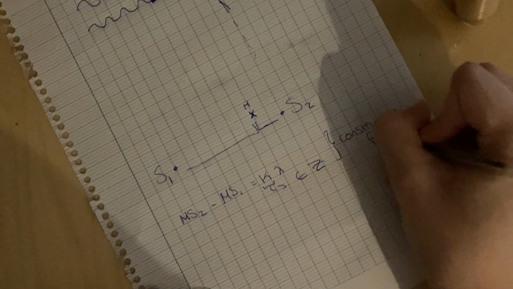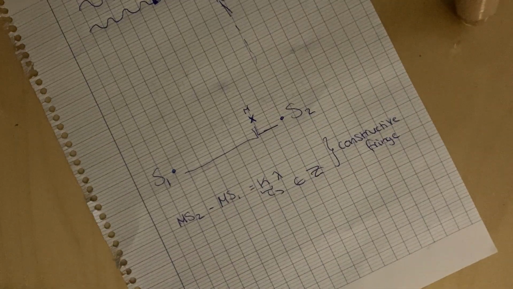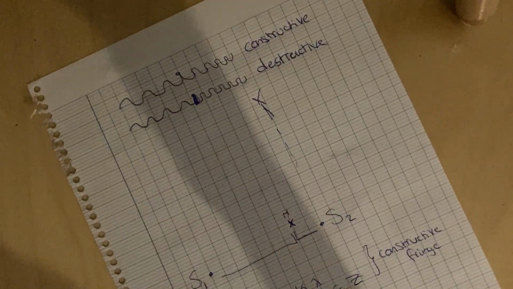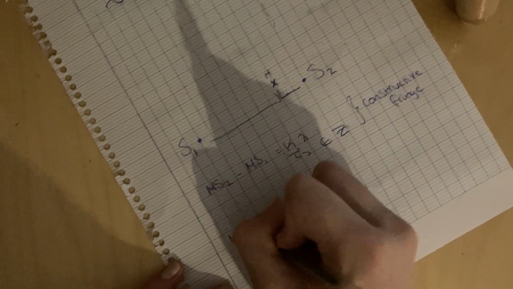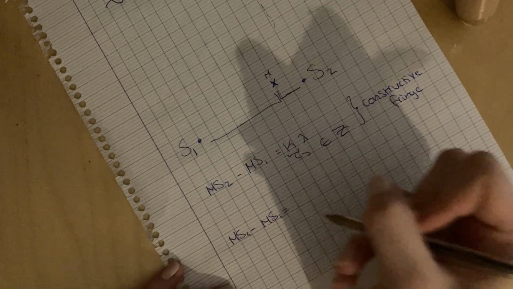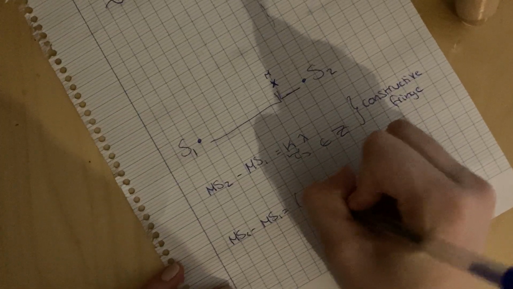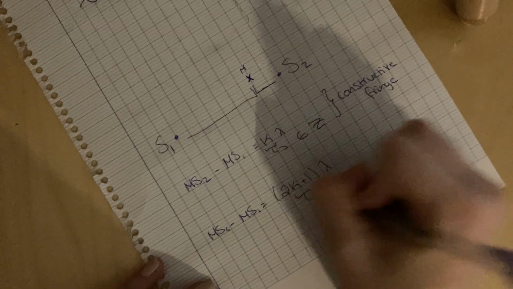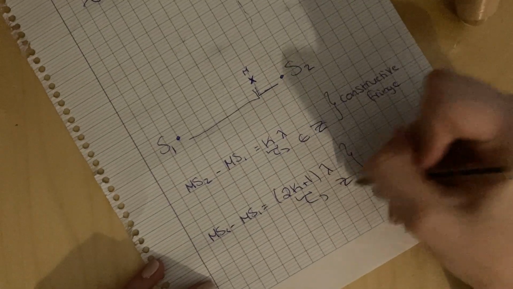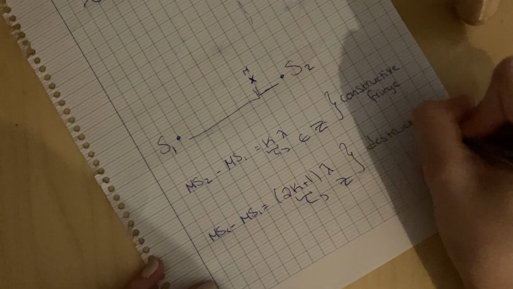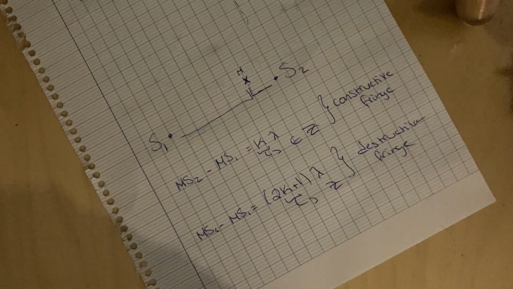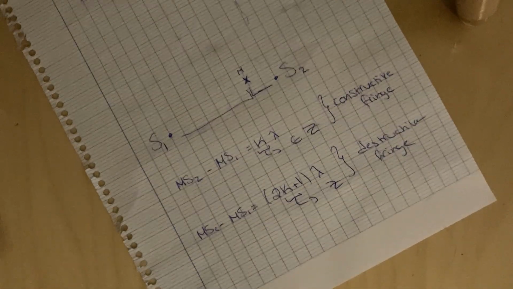If K belongs to Z, then the point is on a constructive fringe, meaning the wave that is being moved is constructive. The two waves are meeting and they have the same sign. Now, if MS2 minus MS1 is equal to (2K plus 1) times lambda, where K belongs to Z, then it is on a destructive fringe. So if you're trying to figure out whether point M is on a constructive or destructive fringe, this is probably one of the fastest ways to do it.